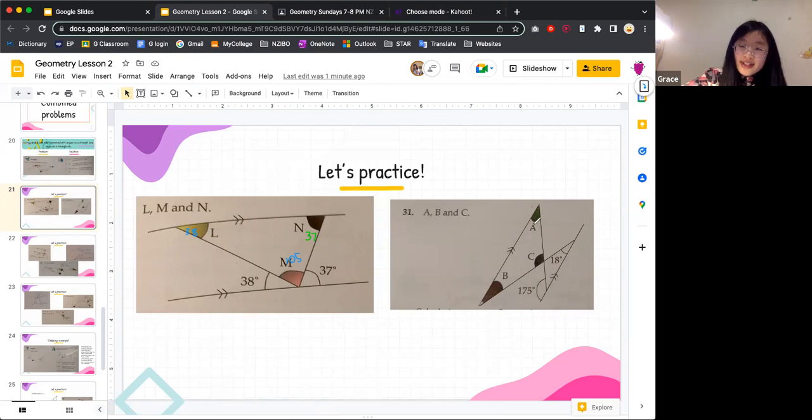All right, anyone got any ideas for angles A, B, and C on the right side?